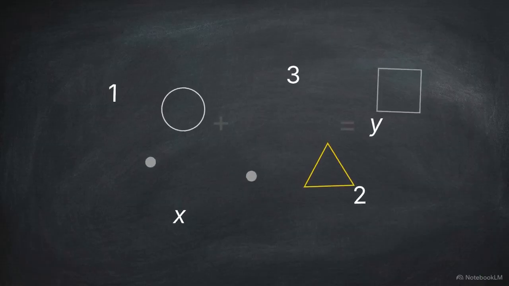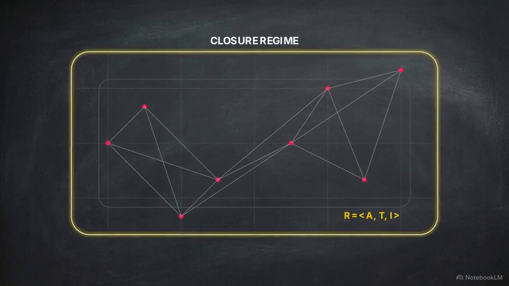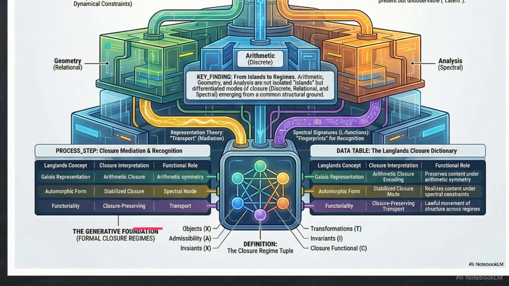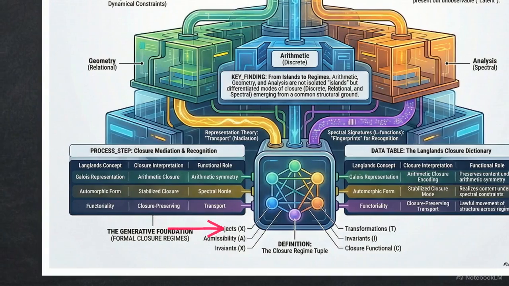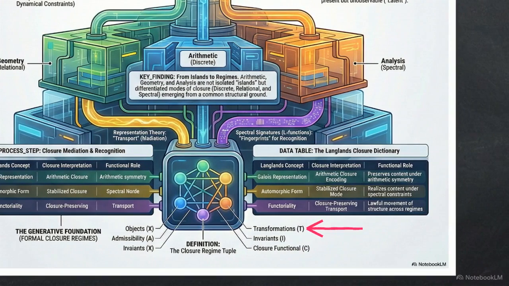Constructing this model requires defining a domain without relying on primitive objects like numbers or points. This vertical stack represents the generative architecture of unity. At the bottom center is the formal definition for any mathematical domain, the closure regime tuple. The variables x and a define the objects and admissibility, the rules for what is permitted to exist within a specific regime. T and I represent transformations and invariants. These dictate how a structure can move while its core identity remains identical.